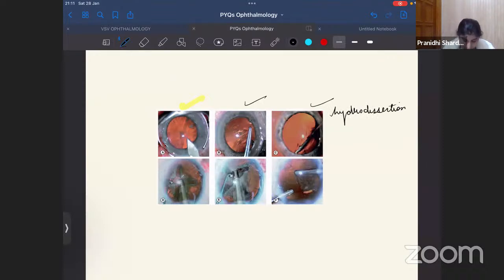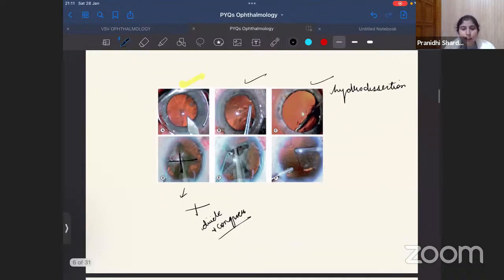And this step is formation of a groove. See, there is formation of groove. Two perpendicular grooves are being formed. And this is known as the divide and conquer technique of the phaco. And this is the phacoemulsification.